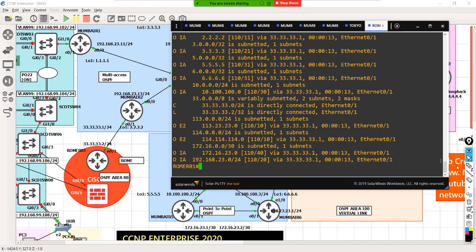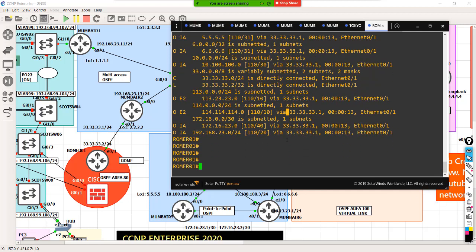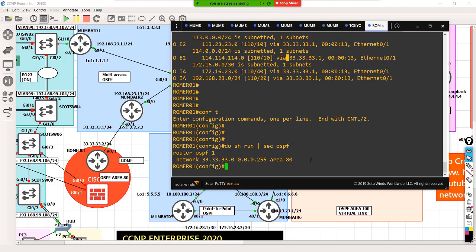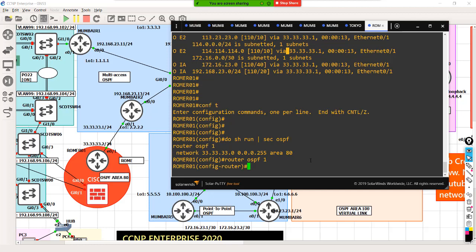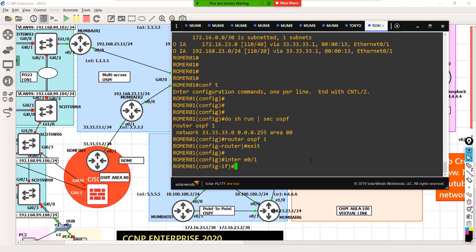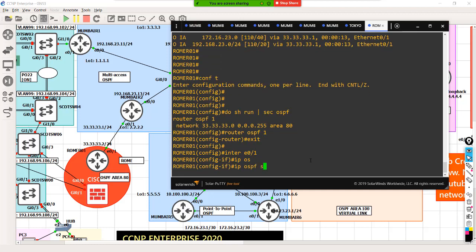So inside the roam router, this poor small-site router, it has the external routes 113 and 114. Now I don't need them. Okay, I don't need them. So what I can do is go once again to my router's process. Let's say router OSPF 1. Okay, I think I can go towards interface E0/1. I say ip ospf.